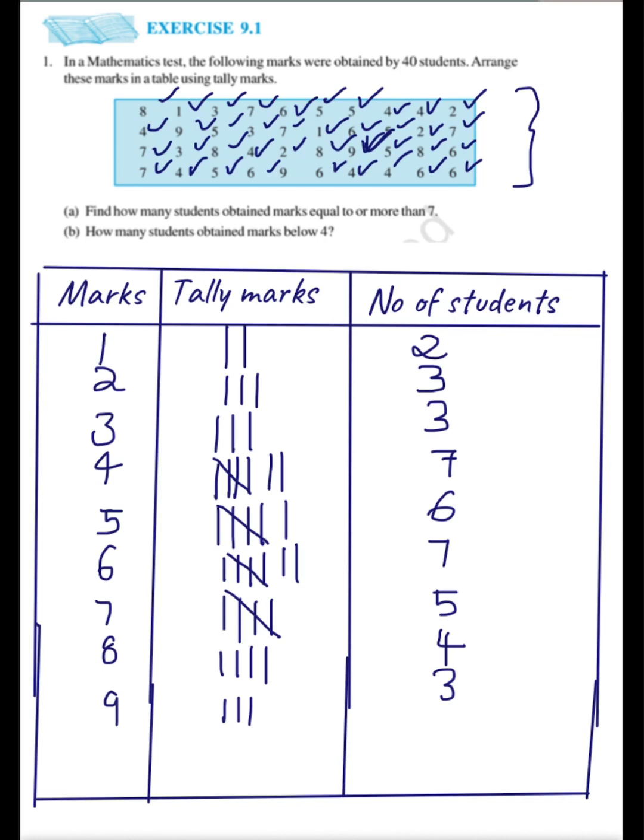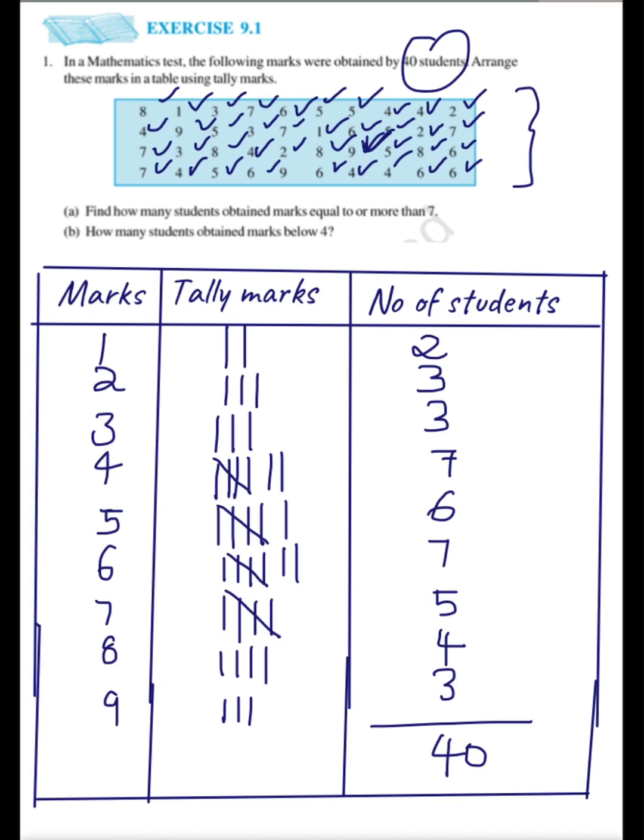Okay. And number of students, in the question it's given that number of students is 40. So at last you have to count the number of students, that is 2 plus 3 plus 3 plus 7 plus 6 plus 7 plus 5 plus 4 plus 3. And if you are getting it equal to 40 means your answer is correct. Okay, it should be equal to 40. When you count it you will get it as 40. Now, so this is the table that we have made using tally marks.